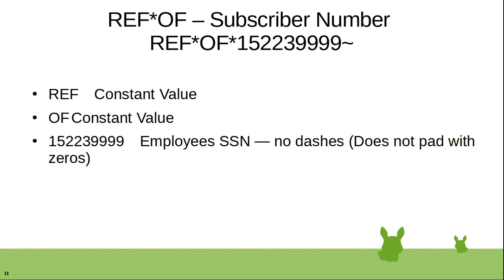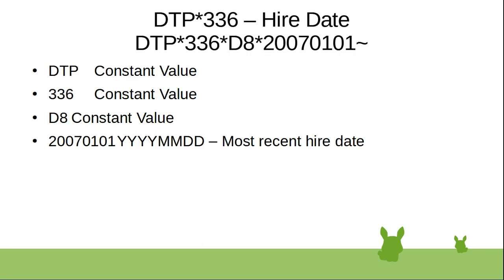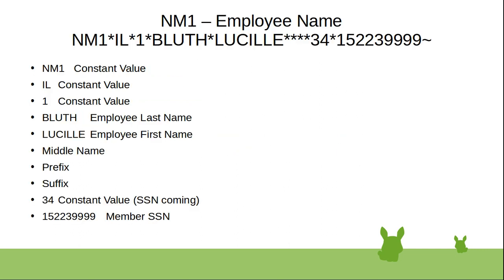REF 0, if we talk about the REF 0 information, is the subscriber SSN, a constant value with no dashes used. REF 1 is the account structure for the REF, like the actual value the client or vendor has provided to you, the group number. Okay, and DTP 336 is the hire date, a constant value of the hire date, which is the most recent hire date of that employee.